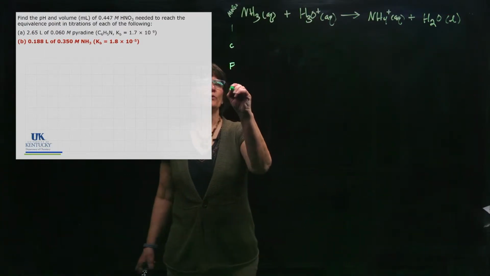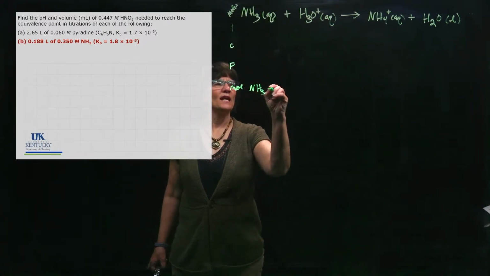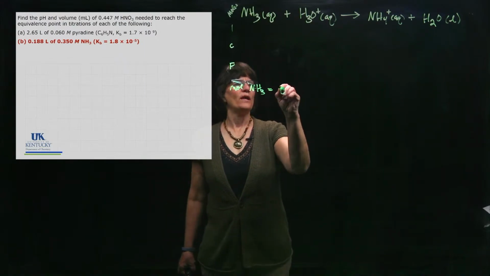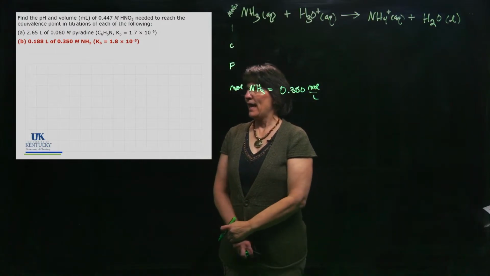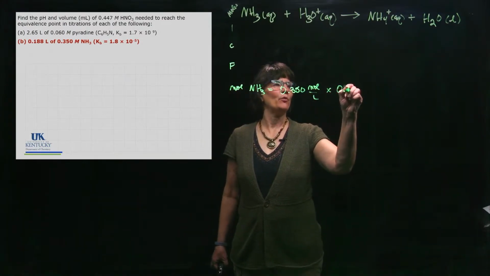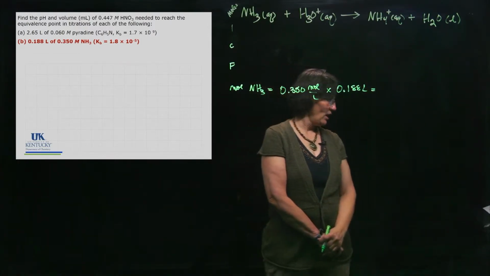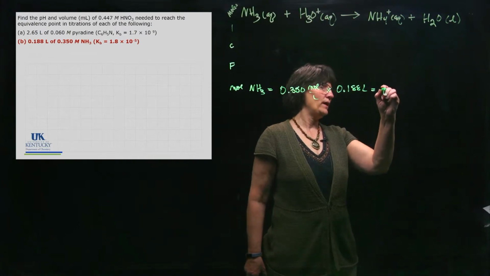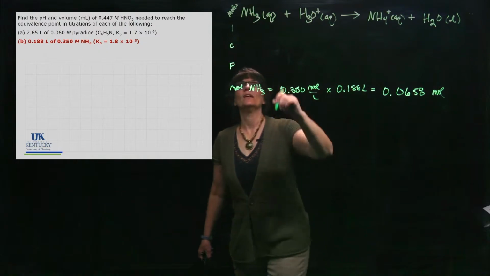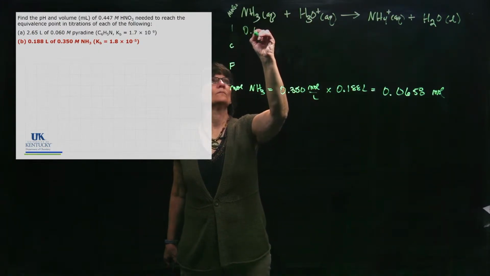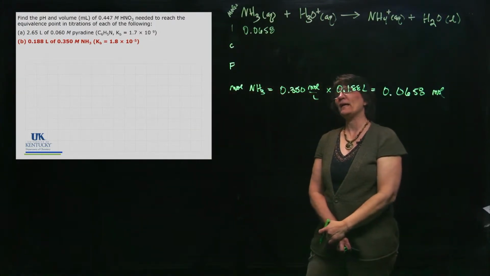So to get the moles of the NH3, I'm going to take the molarity that they gave me, 0.350, and that's moles per liter. And I'm going to multiply by how many liters I have, 0.188 liters. That's going to give me the moles of this base, and it is 0.0658 moles. And I can plug this in. Okay? So now I know how many moles of the base I have.